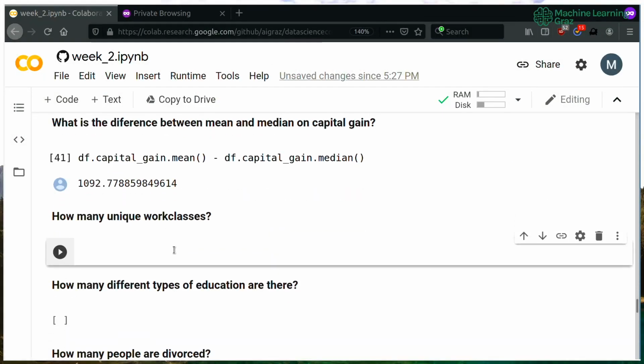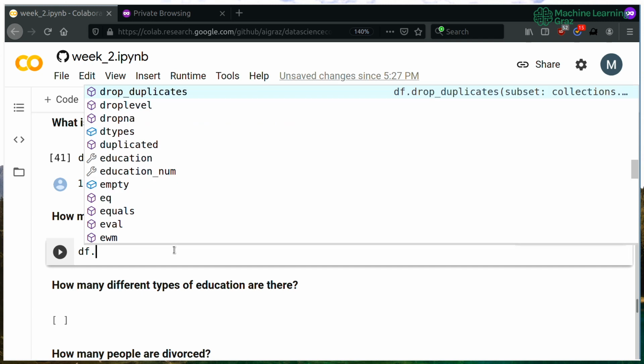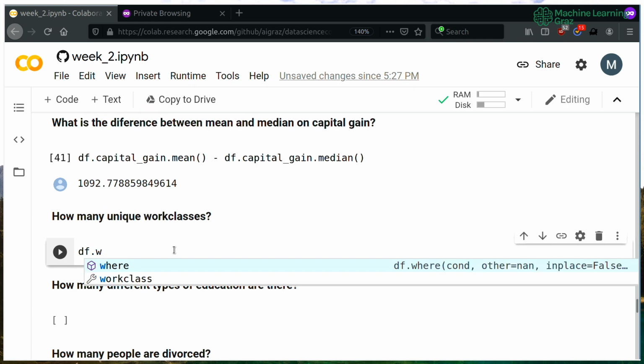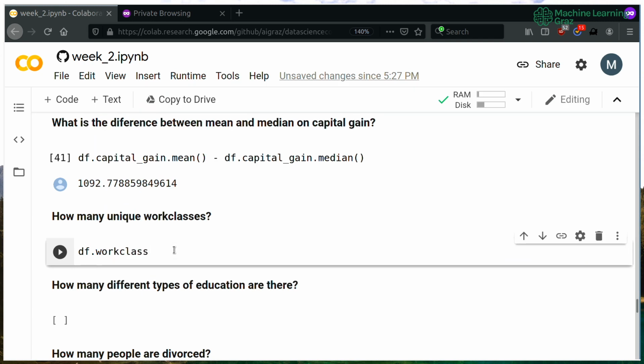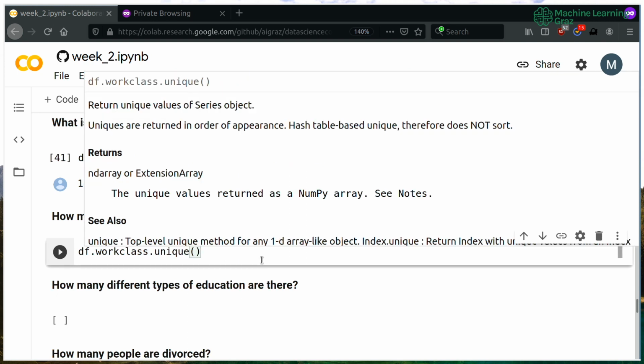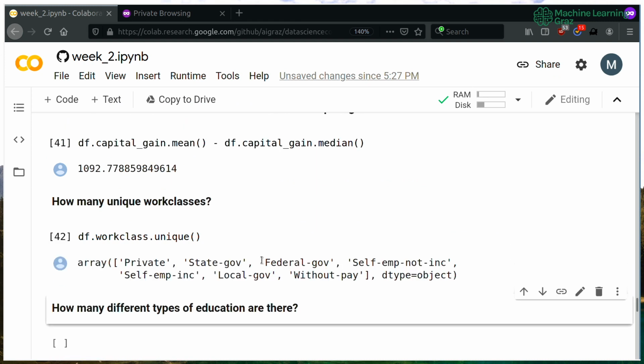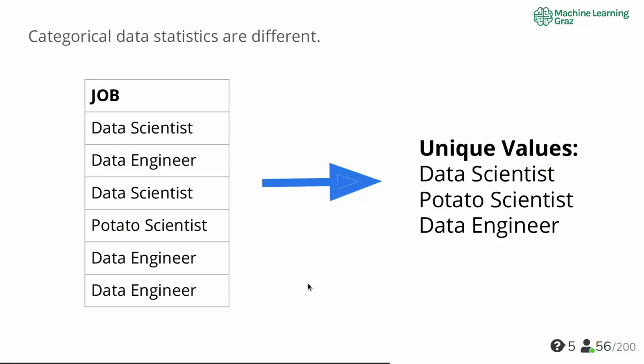So we have here the question, how many unique work classes do we have. We would write df.workclass, because workclass is the column we want to access, and then .unique. And if we run this, it will write all unique values in that column. Very nifty.